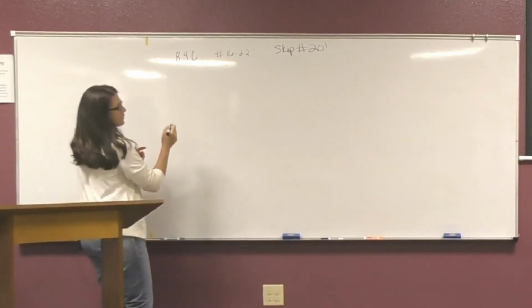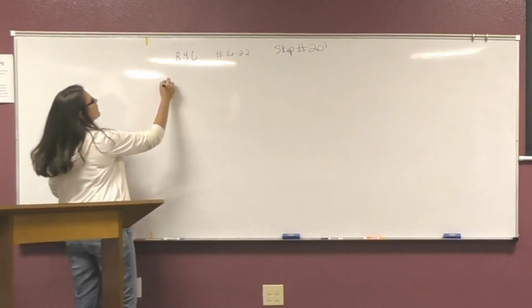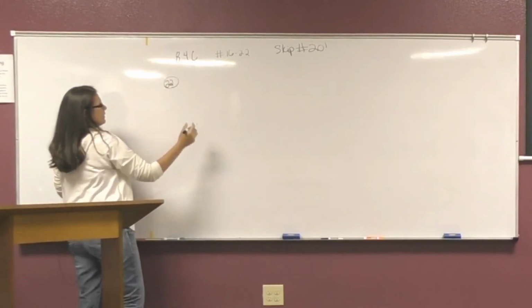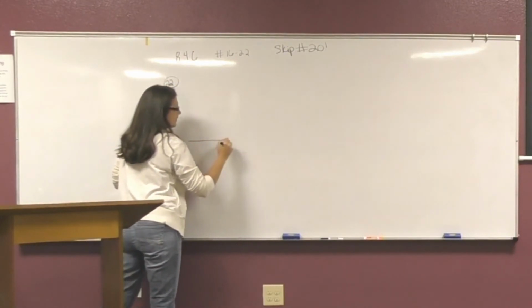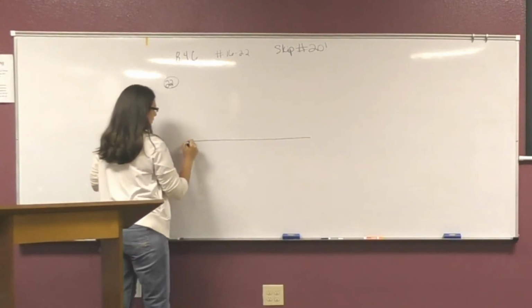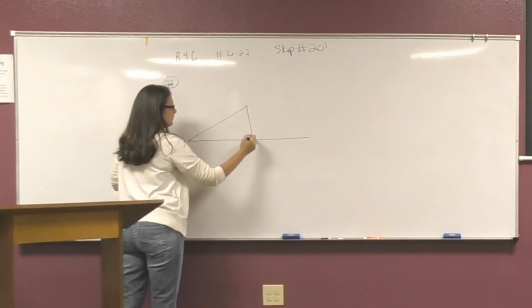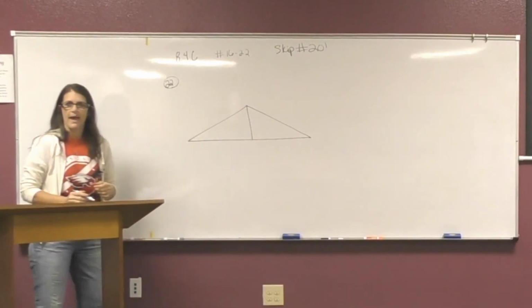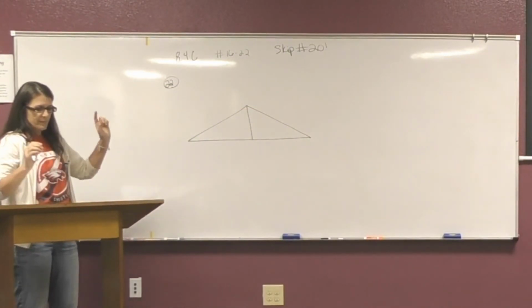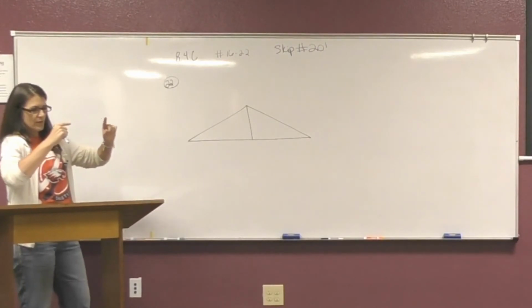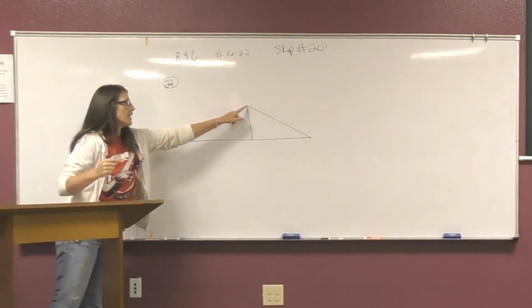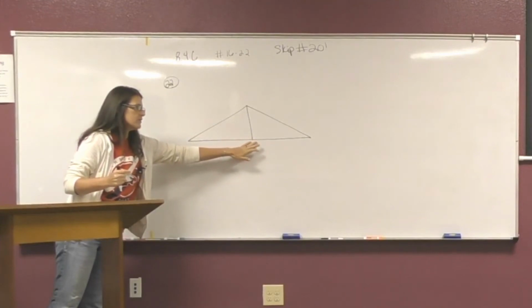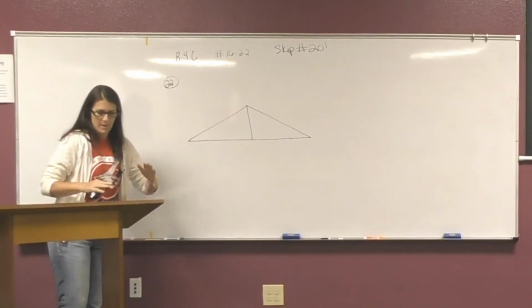So we've got two ramps. Okay, this is number 22. So this is what we have. We've got two ramps facing each other. Their ends are actually touching, so there's not a distance or space between them.